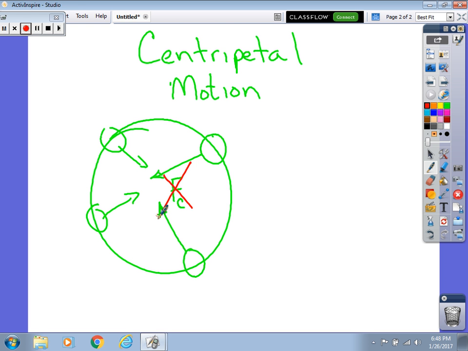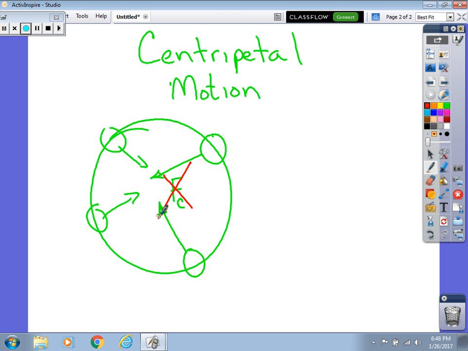Centripetal forces come in many flavors. They could be a magnetic force. They could be a string. They could be friction. They could be a surface. They could be all kinds of things, and they are the things that act towards the center of the circle, but no one such thing is called a centripetal force, okay?